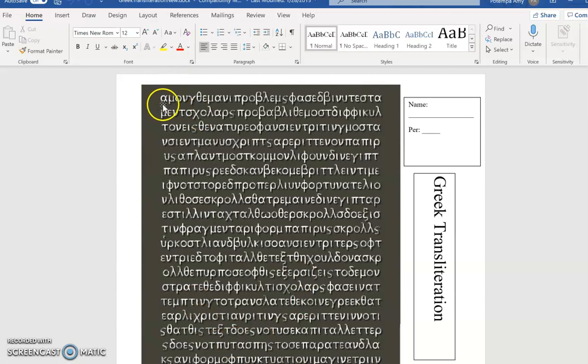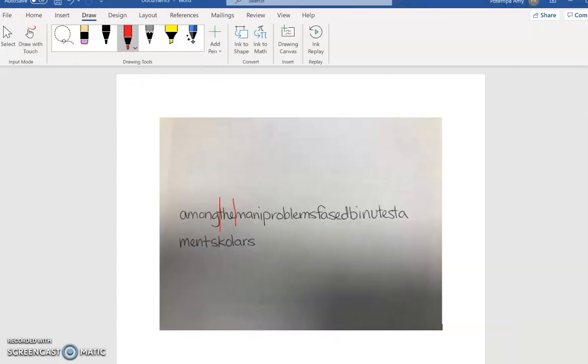I already did the first line for you. I actually did the first line and a half. So when you guys do this, it's going to look something like this. The problem with this is that it's also spelled phonetically. I don't know if you guys know what the word phonetically means. The words are not spelled in proper English. They're spelled by the way the word sounds.